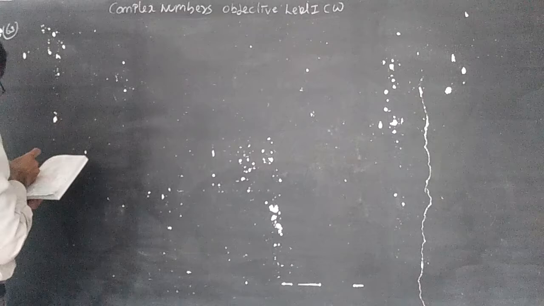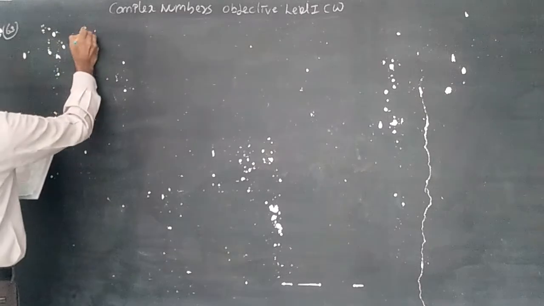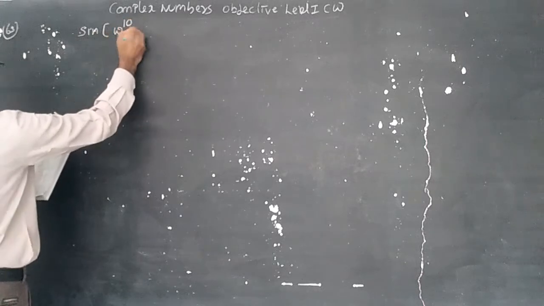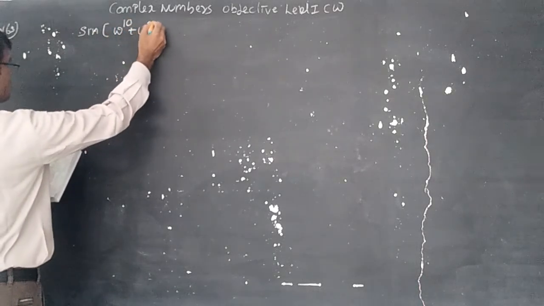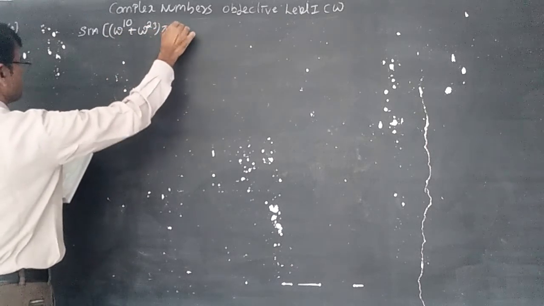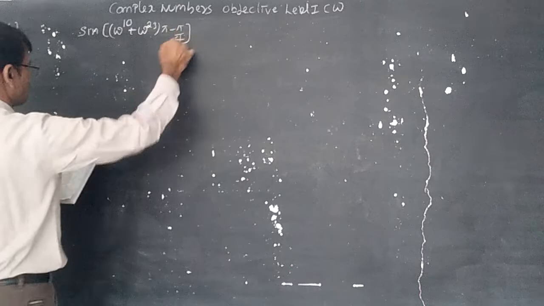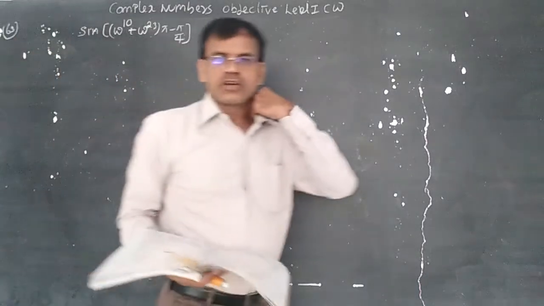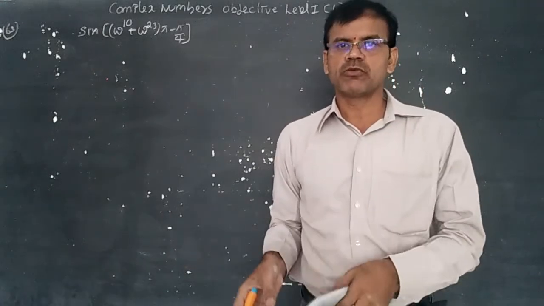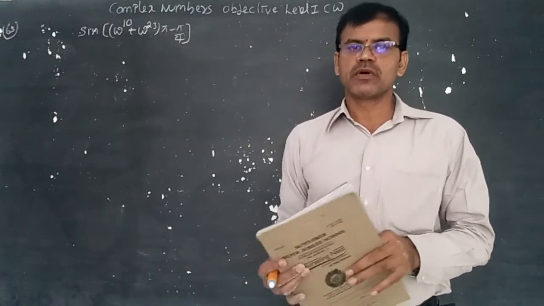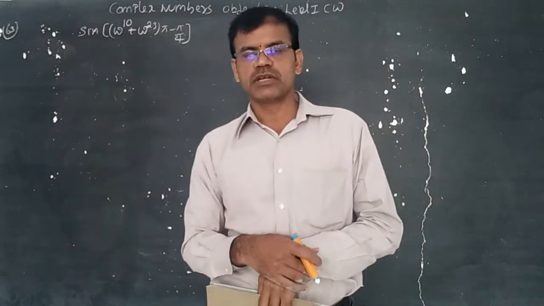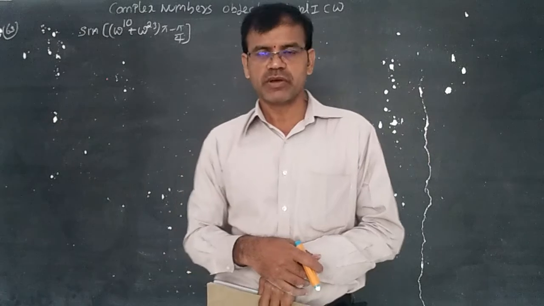Third question, if omega is a complex cube root of unity, then sin of (omega power 10 plus omega power 23) into (pi minus pi by 4). Omega power 10 you can understand as omega power 9 into omega, so it is omega. Omega power 23 you can understand as omega power 21 into omega square. So I am discussing with you that omega power 9 is a multiple of 3, it is 1, omega power 21 is a multiple of 3, it is 1.